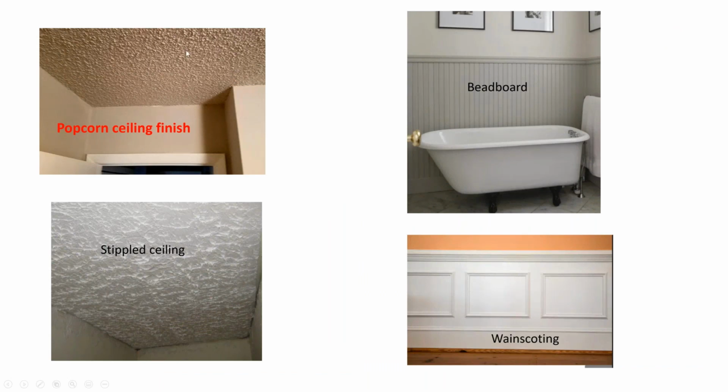Drywall finishes. This is your popcorn, usually sprayed on. This is a stippled ceiling so that they don't have to make it a nice smooth seam. They just go in there with a little sponge basically and stipple the ceiling. They don't have to worry about the seams.